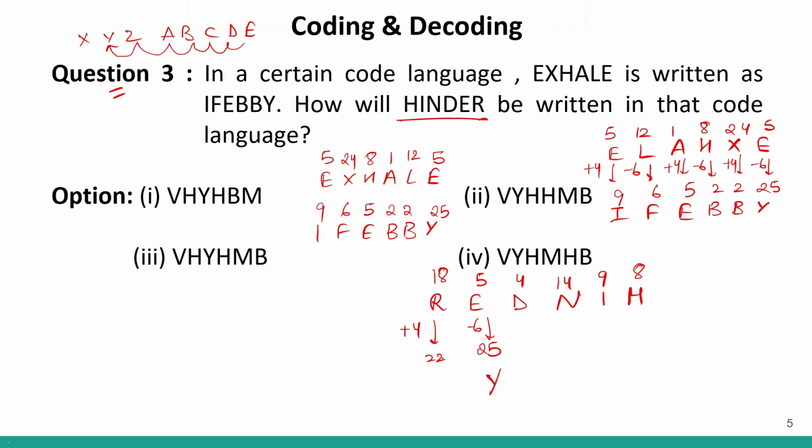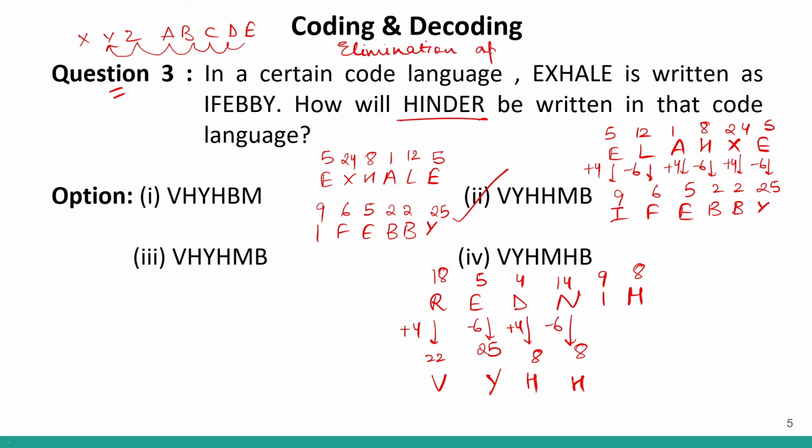22 is for how much? V. Correct? D, I will go plus 4, so 8, H. Now, if I see V, Y, H, I can see option number 2 or 4. So now I will do minus 6. Minus 6 will give me 8. 8 position we have H. So Y, V, H, H, we don't need to find out the rest. Answer will be option number 2. Y, V, H, H, M, P. So we have used the elimination approach.